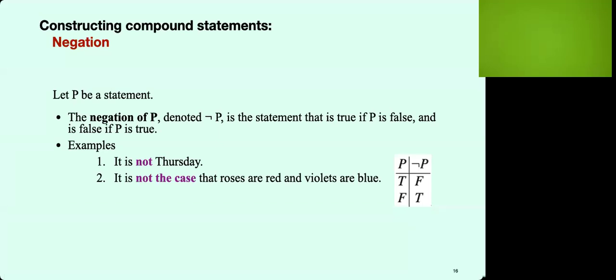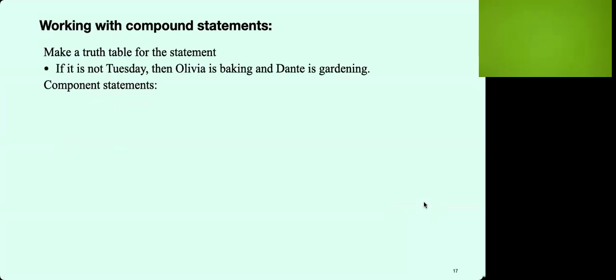And item number 2 is it is not the case that roses are red and violets are blue. So that is negating the conjunction roses are red and violets are blue. It is not the case that roses are red and violets are blue. So that's a pretty simple one. So P, if P happens to be true, then not P is false. And if P happens to be false, then not P is true. All right. Here's what we're heading towards, an example where we're asked to work with compound statements and determine the values of a truth table for a compound statement.